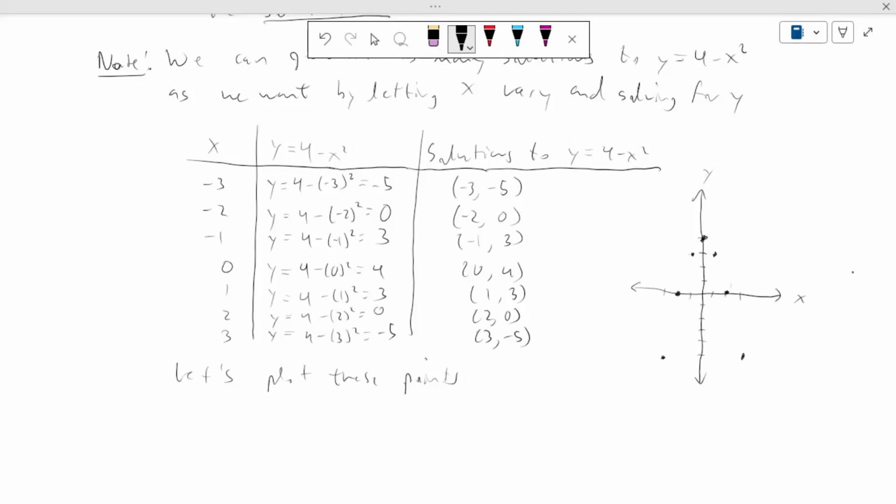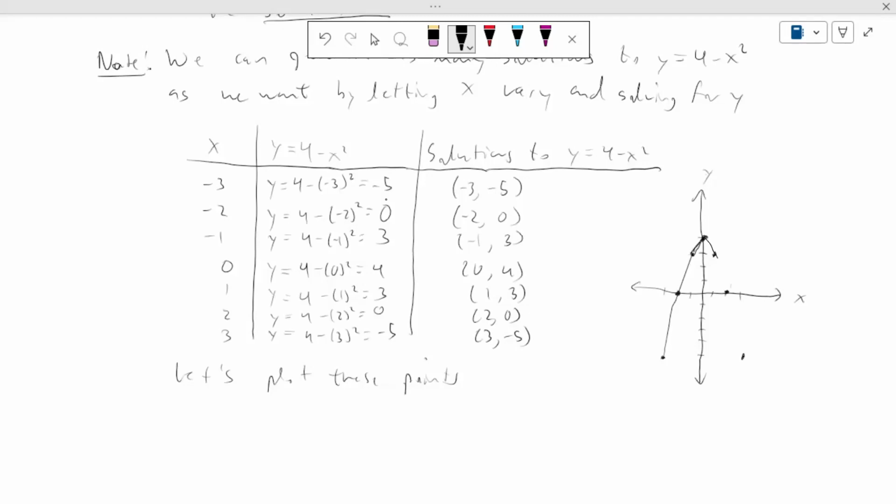But like we said, there are infinitely many solutions because we could plug in any x value we want. For example, between -3 and -2, we could plug in any x value we want, and we could find a y value that works. So there are infinitely many solutions between this point and this point right here. So let's imagine those solutions by connecting these two dots. There are infinitely many solutions between x equals -2 and x equals -1 as well, and between x equals -1 and 0.